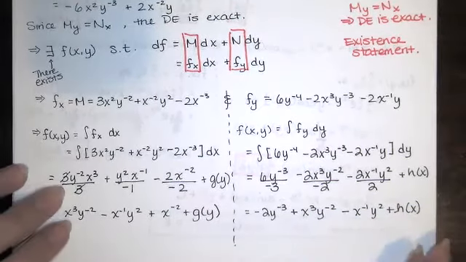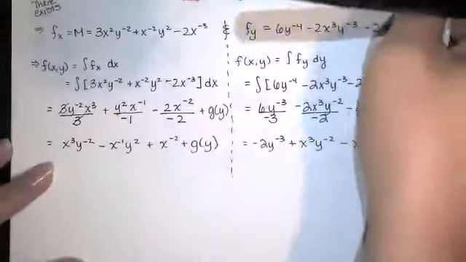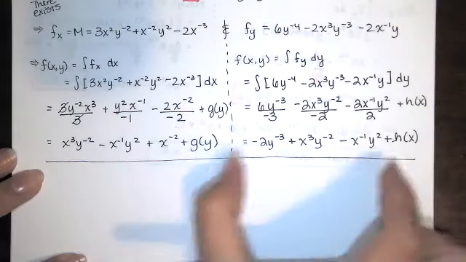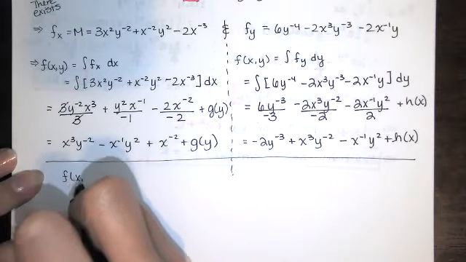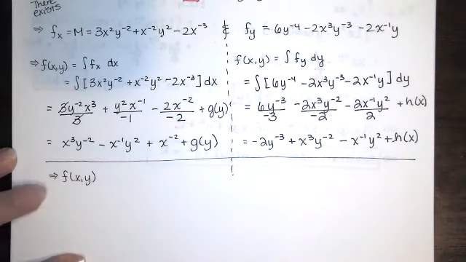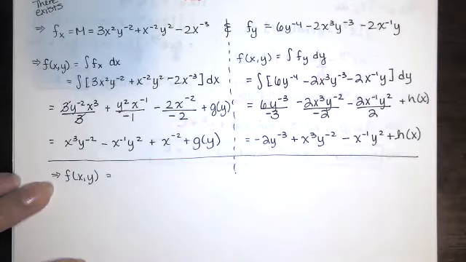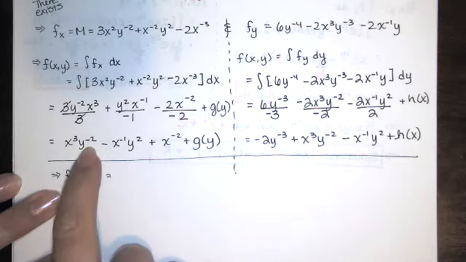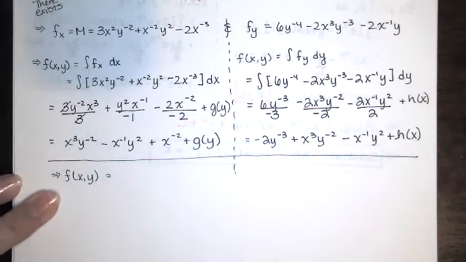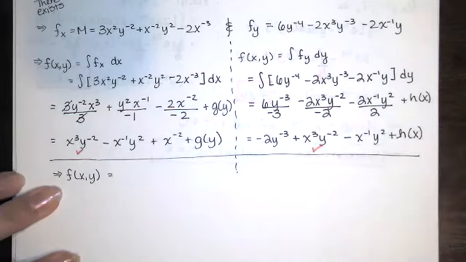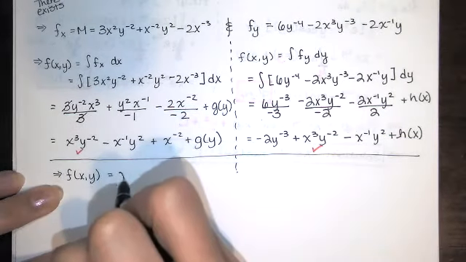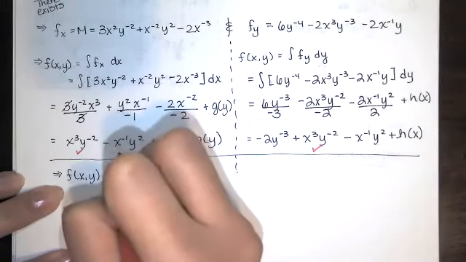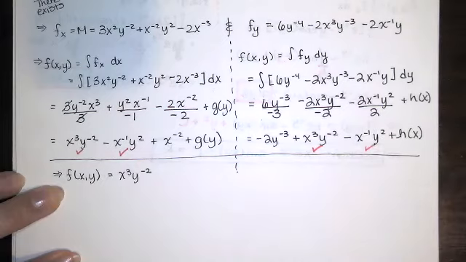Okay, now both of these are f. The same f. This is equal to this. So we want to find out what f is in general. So the first thing I do is I write down anything that matches. I've got an x cubed y to the -2 here, and an x cubed y to the -2 there. So they both have that. And a negative x to the -1 times y squared on both of those.